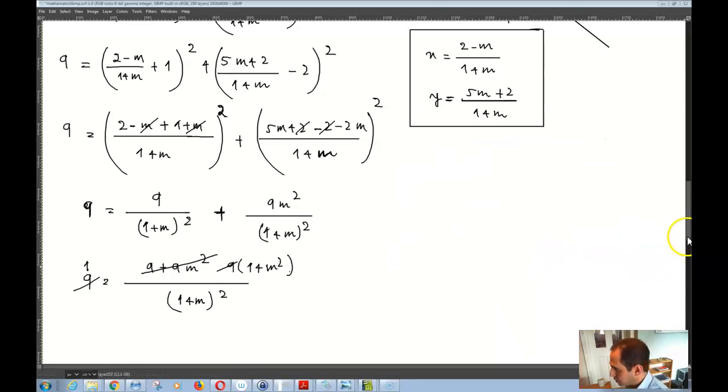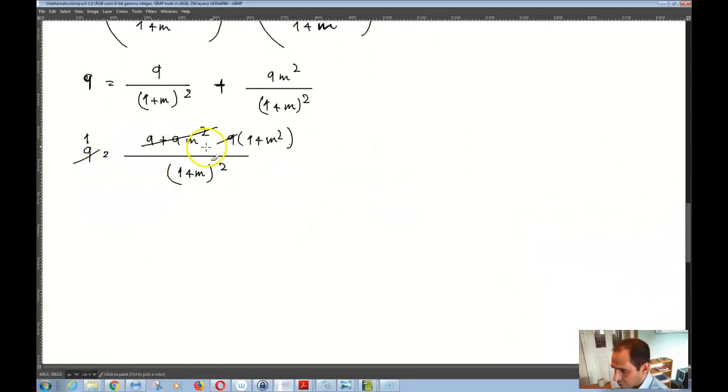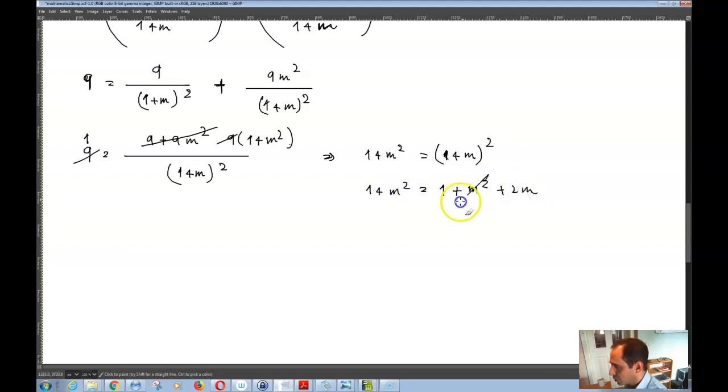We can expand these. So basically now, if I cross multiply, I will get 1 plus m squared is equal to 1 plus m whole squared, which means that 1 plus m squared is equal to 1 plus m squared plus 2m. The m squared and m squared you can cancel out, 1 and 1 you can cancel out. That means that 2m is equal to 0, that means that m is equal to 0.